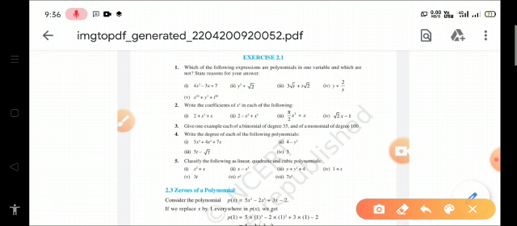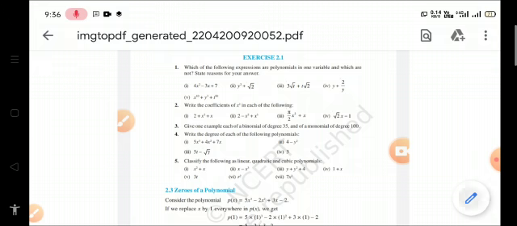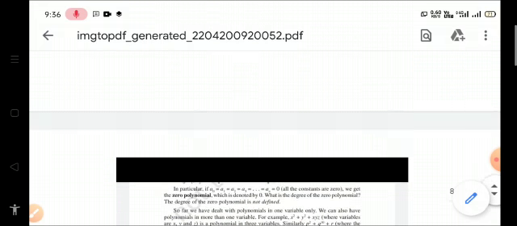Firstly, see that the literal meaning of polynomial is that any variable has a positive power. If any variable has a rational number or negative number as its power, that will not be considered a polynomial. Suppose x to the power minus 2, so it is not considered a polynomial. The first one, this is an example of a polynomial.